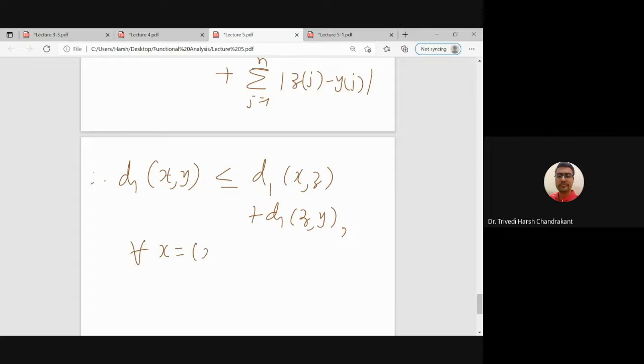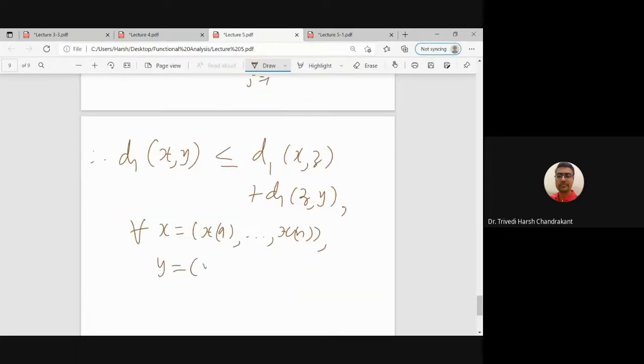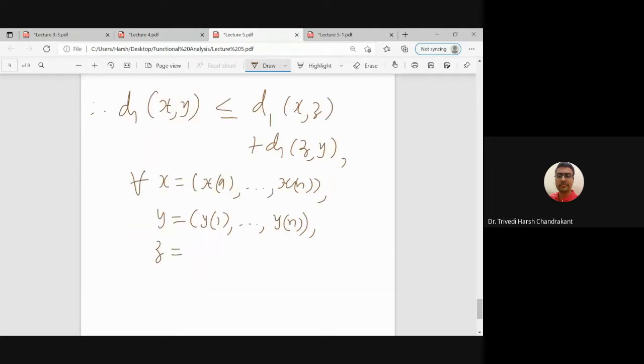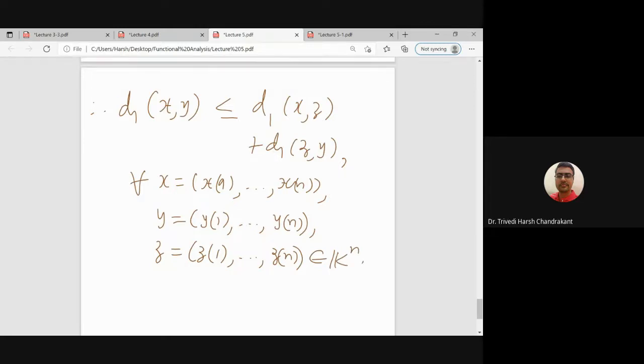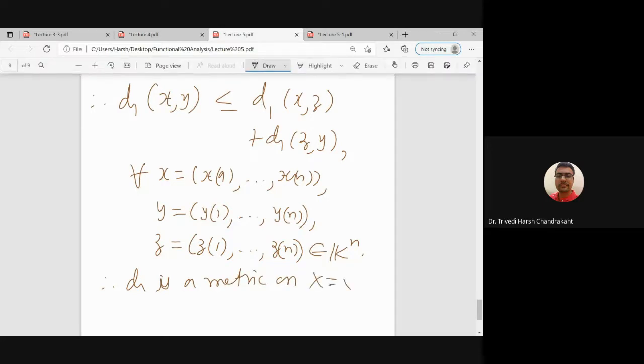This is true for all x equals x1 to xn, y equals y1 to yn, z equals z1 to zn. Okay, and so for d1 it is very easy. d1 is a metric when the set is Kn.